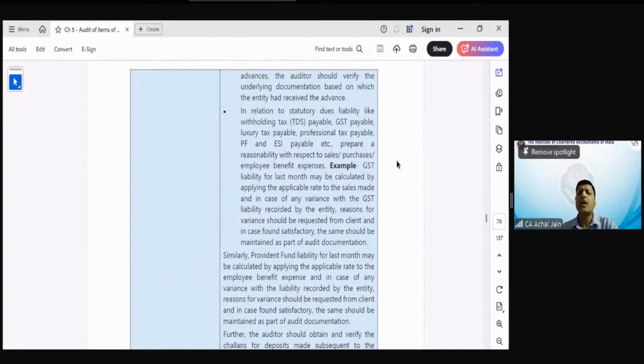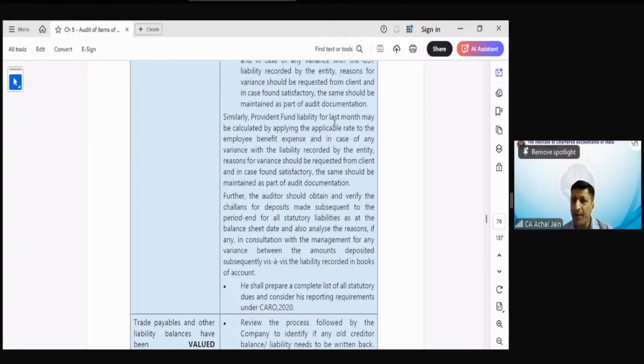Then, as we discussed about the statutory dues, again considered to be a very important area. In terms of the statutory dues, what is it that the auditor will do? Auditor will check the liabilities, whether those liabilities have been paid on time or not. He will also reconcile some of these liabilities with the statutory records. TDS, GST, all of these with the statutory records. Now it could be TDS, ESI, GST, PF. There could be various types of statutory liabilities.